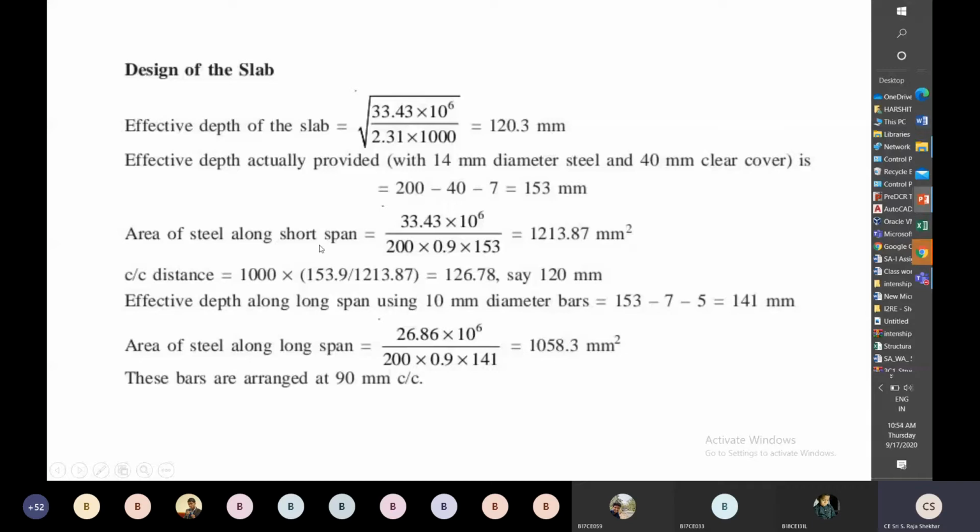Then you go for the calculation of area of steel, main reinforcement along the shorter span, and calculation of spacing, after which the steel along the longer span. For the calculation of area of steel for the shorter span, we'll use the shorter span moment, that is 33.43.